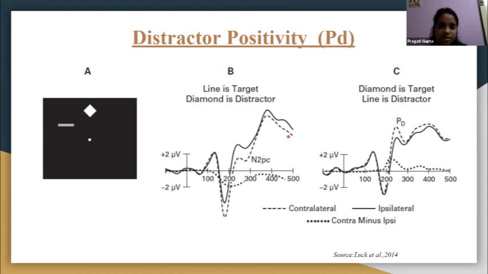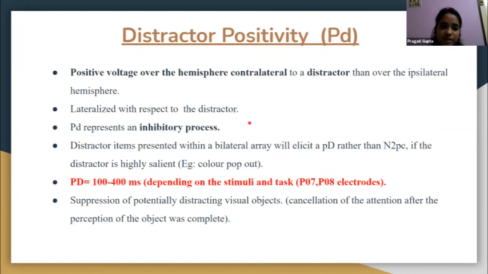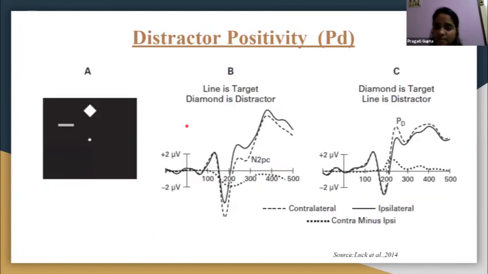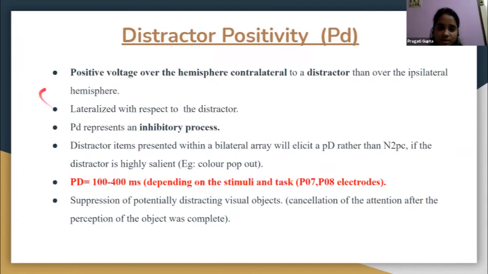Distractor positivity plays a role as an inhibitory process. When we're actively trying to inhibit a particular response and not attend to the distractor, we see this distractor positivity, which is a positive voltage over the hemisphere contralateral to the distractor. These are lateralized to the distractor region, for example, color pop out and object pop out. And this is observed at around 100 to 400 milliseconds.